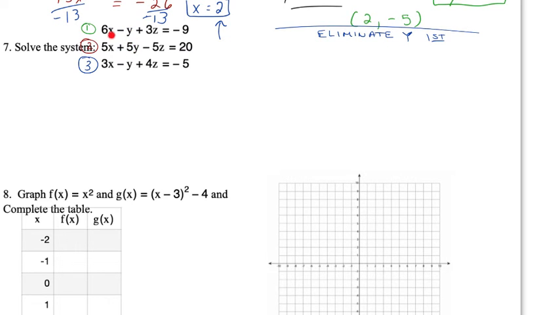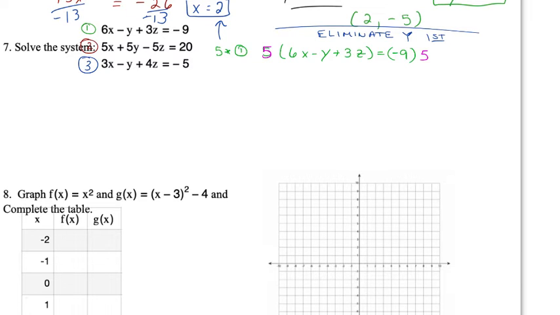Right now, if I add equation 1 with equation 2, y will not disappear. But if I take equation 1 times a 5, it'll give me negative 5y, which would add to a 0 when combined with the positive 5y. So let's take equation 1 and multiply it times a 5. So I'm going to have 5 times 6x minus y plus 3z equals negative 9. And I have to take him times the 5.